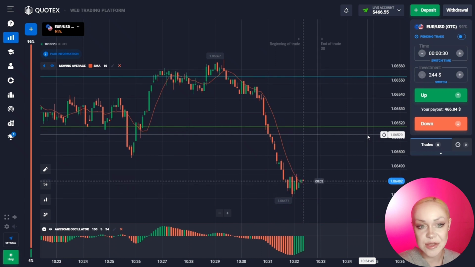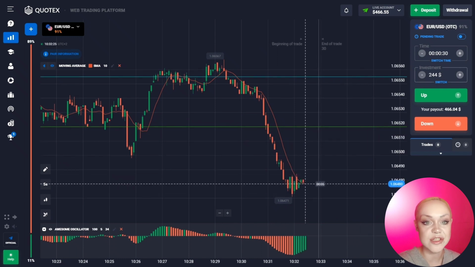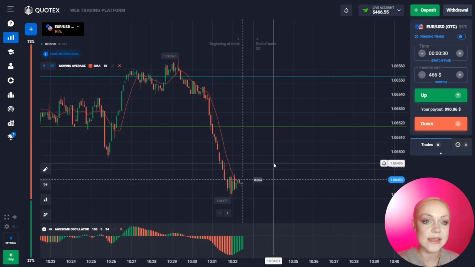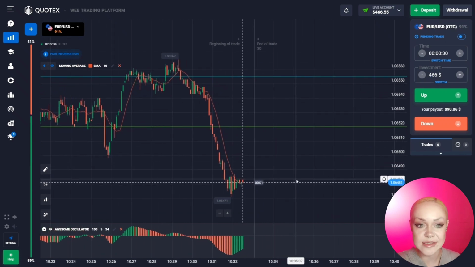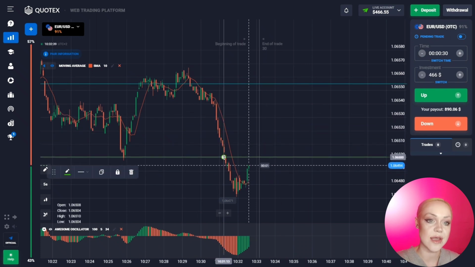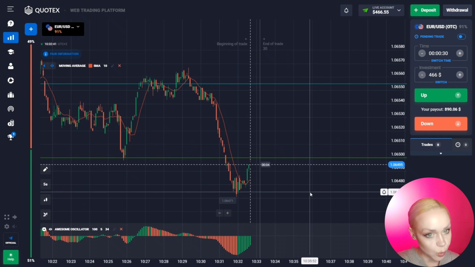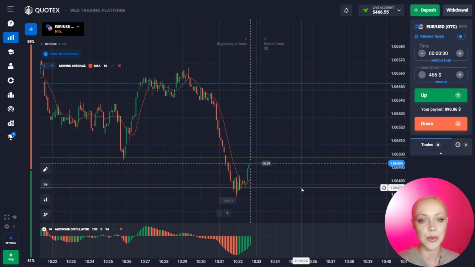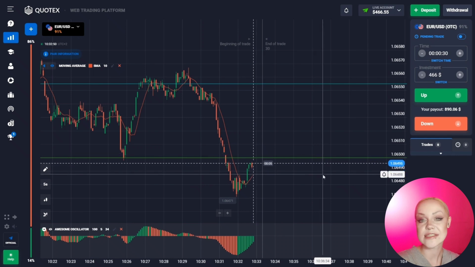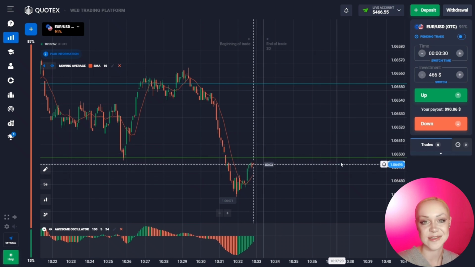After a strong decline, the price goes flat and the average moving line crosses from the bottom up. On the awesome oscillator, the histogram is represented by green columns. It tells us that the bearish trend is slowing down, so we can try to take some upward movement and open a trade for $466 for 30 seconds.